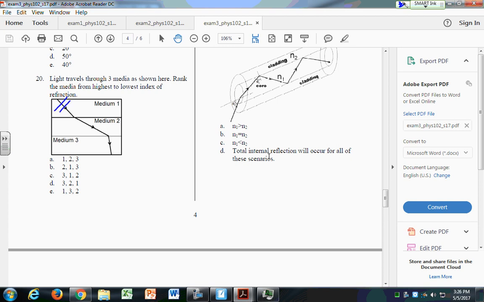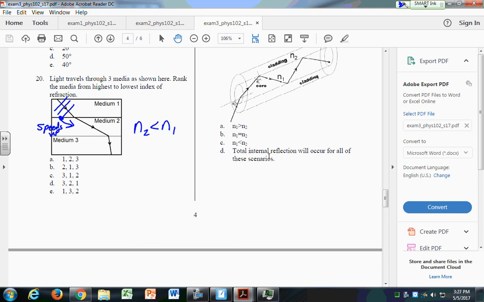First of all, use my wave model of light, this ray front. At this point, it speeds up. I know that it speeds up because it's bending away from the normal. If I go back and think about our bulldozer analogy or our marching band, it speeds up on this side, goes a little faster and twists in this direction. It speeds up moving from medium 1 to medium 2. That means that n2 is less than n1.